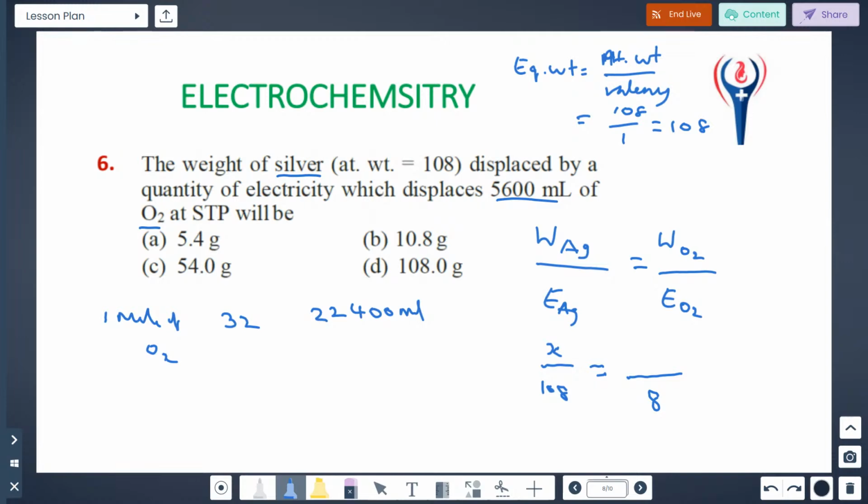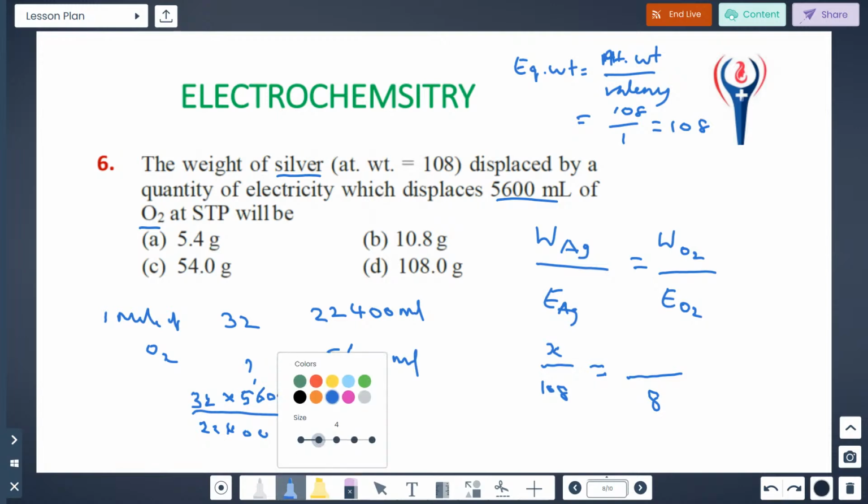But here, how much volume is given? Therefore, 5600 ml. This is the question mark. We have to find out the weight. So this value you put here. Suppose here I consider this as X. So multiply 32 into 5600 by 22,400.